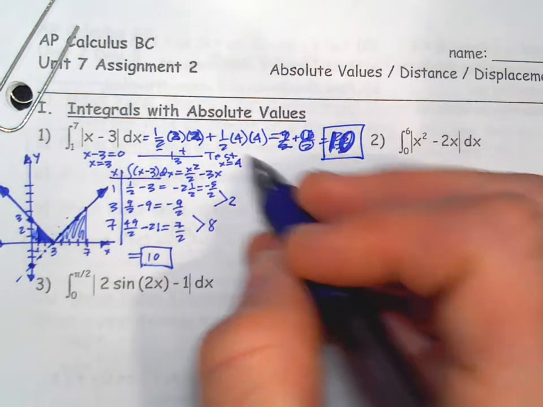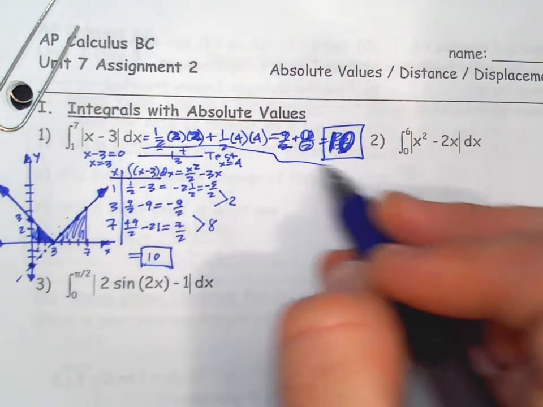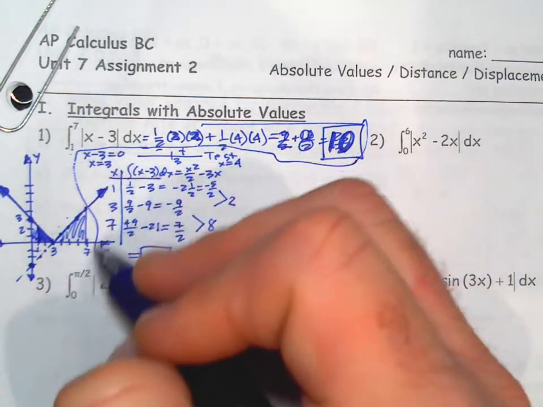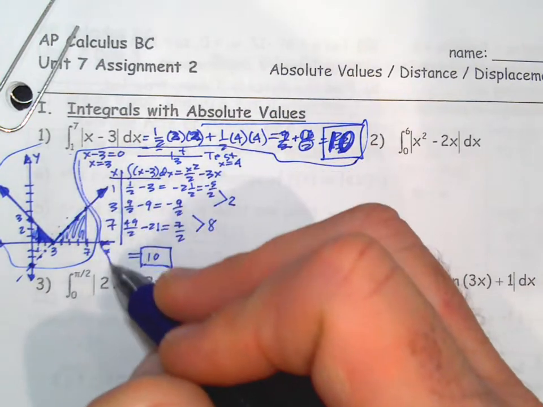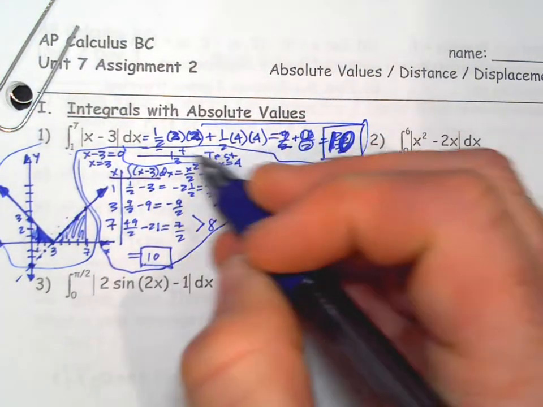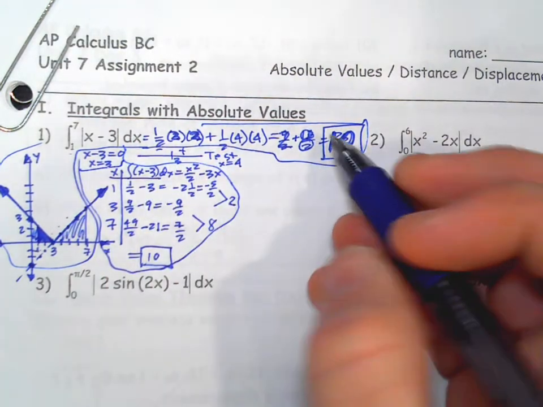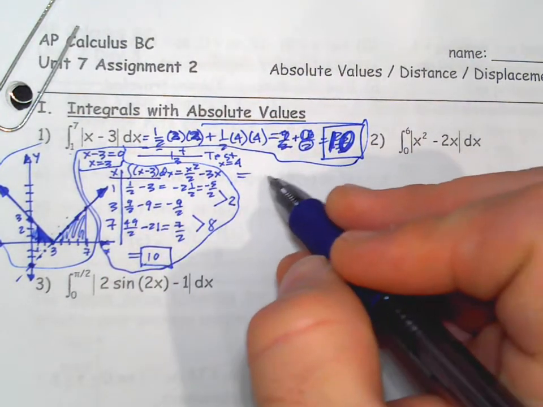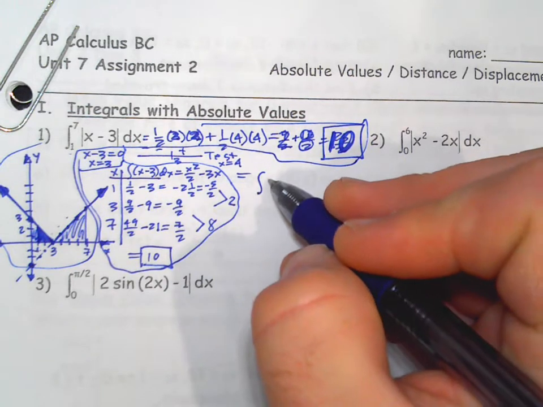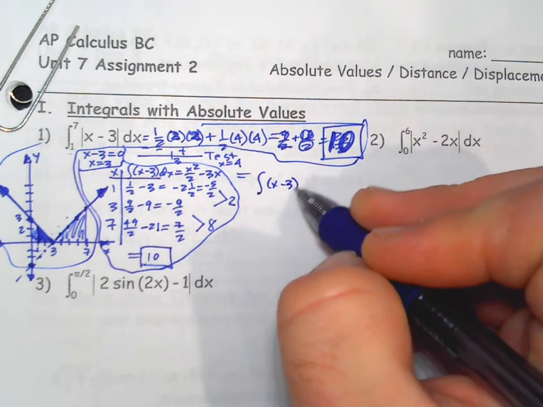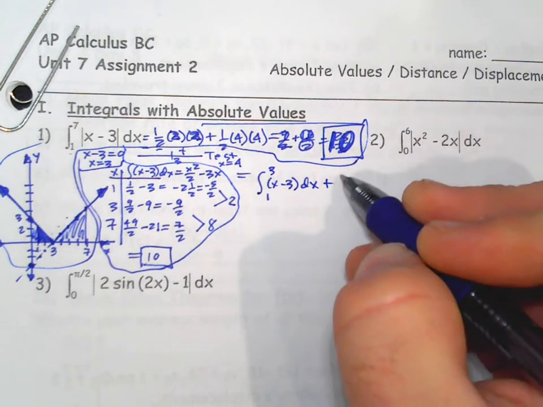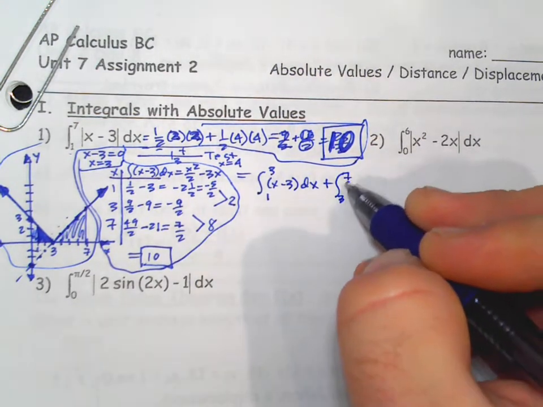So this is one way of doing it, right? That involved that. And then there's this other way that we just did. And then the line check uses that also right there. And what you do is rewrite the function. You say, okay, well, let's drop the absolute values, x minus 3 dx. We're going to do 1 to 3. And then we're going to do 3 to 7.